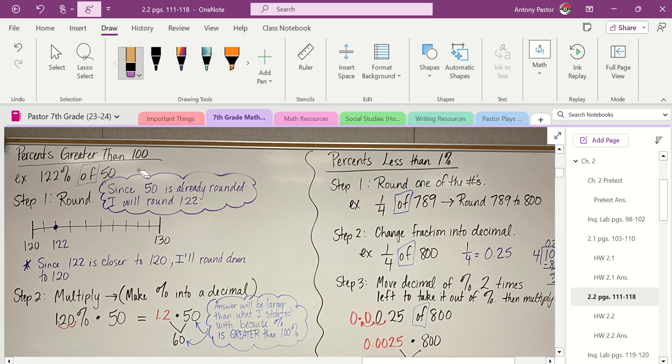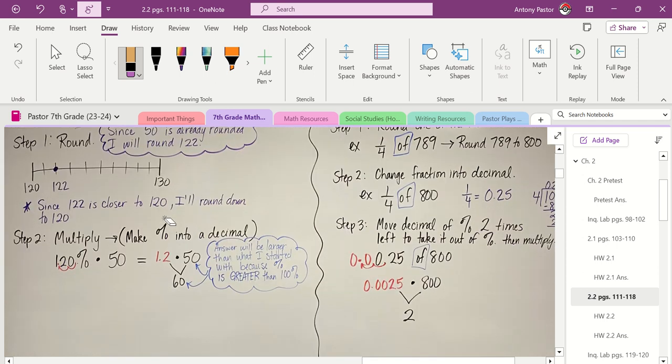For percents greater than 100, 122% of 50. 50 is already rounded. We're going to round 122% down to 120. Now I know that it sounds weird to have more than 100%, but bear with us on this one. It'll be explained. We're going to multiply 120% by 50. Again, you will jump twice to the left, so this will make this 1.2.